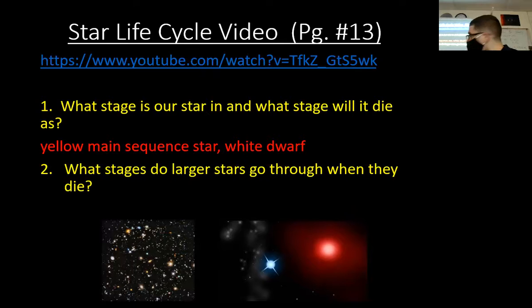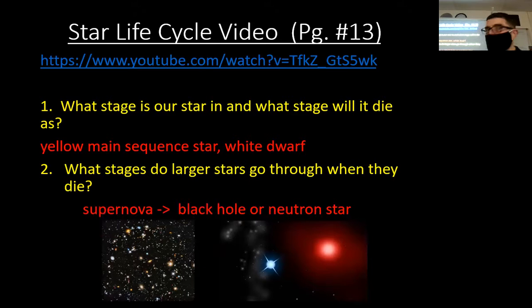Number 2, what stages do larger stars go through? Okay, so what happens to larger stars that we just talked about? Supernova, and then what are the two things they get from that? Exactly, perfect. So you only get supernovas, star explosions, from giant or large stars, and when that does occur, they'll form either a black hole or a neutron star.